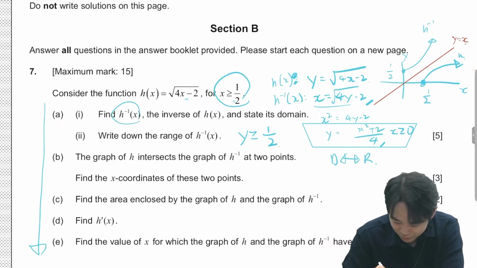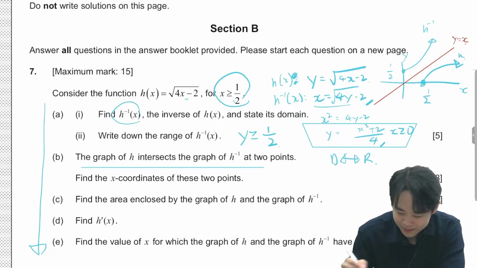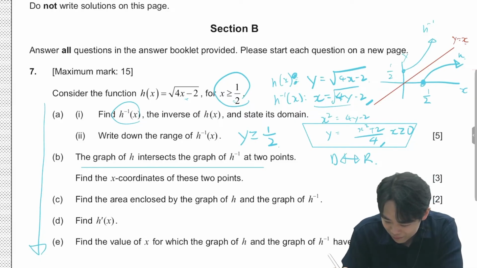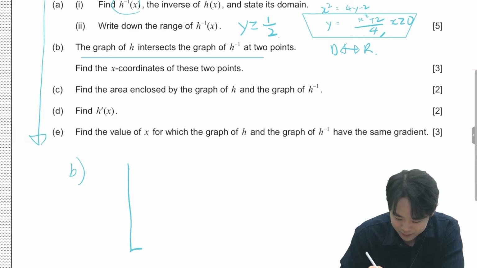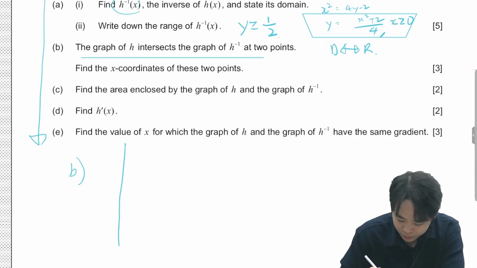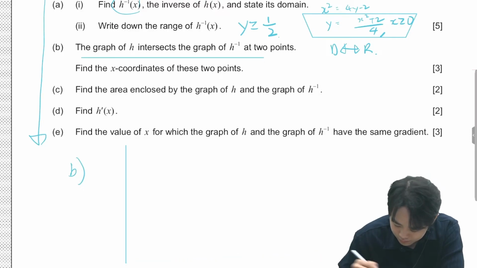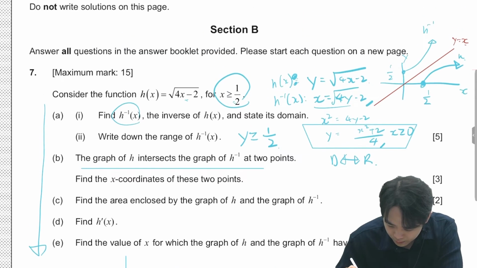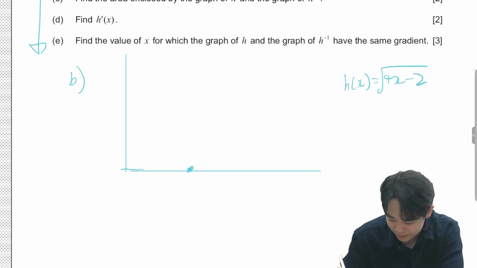And then let's look at the graph of h and h inverse. Although I drew my graph like that, maybe in reality, if you actually graph it, the two graphs are going to intersect. So let's have a more clear-cut graph here. Let's draw y equals root 4x minus 2. The calculator will do everything for you, so you don't necessarily have to sketch all of this, but it helps to know that when x is 1/2, we're going to get y equals 0.